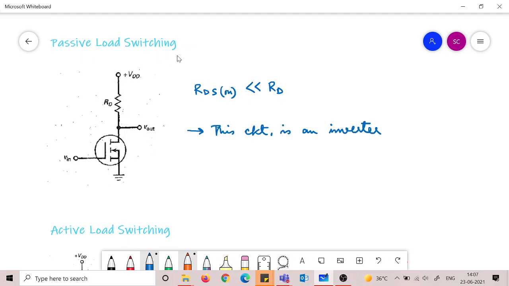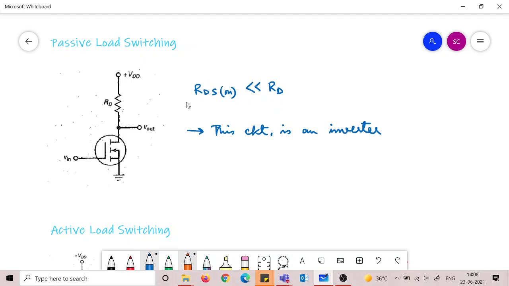So this is passive load switching, because you are using a passive resistance here, and you are ensuring that this RD you have to set as a very high value, which we already discussed.